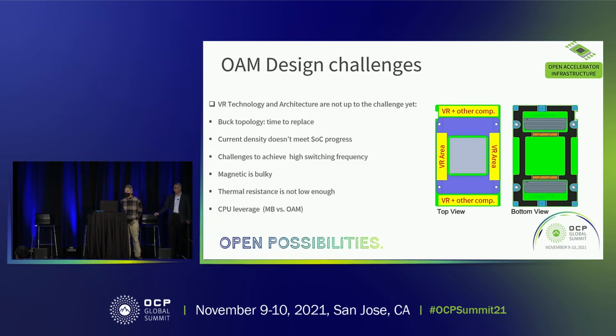Magnetics is bulky, so we go to higher switching frequencies to get smaller components, but even with that, the magnetics is oftentimes the biggest component when it comes to X, Y, and Z height on the PD solution for these modules. So that's a challenge that we need to overcome to get these parts smaller.